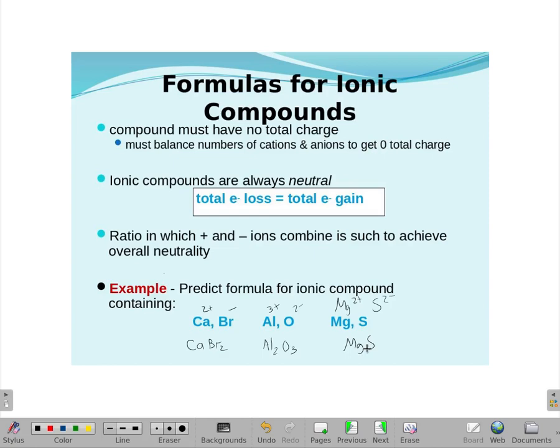Now, that's how we do the formulas. To name them, we just use those names that we used in the anions and cations. We just drop the ion part. So it's not calcium ion and bromide ion. It's calcium bromide. We put them together. This would become aluminum oxide, magnesium sulfide.